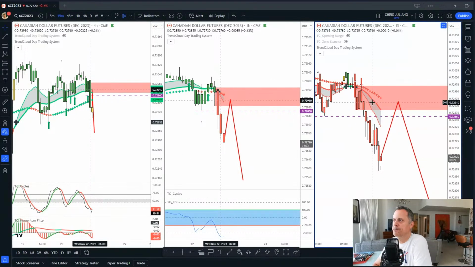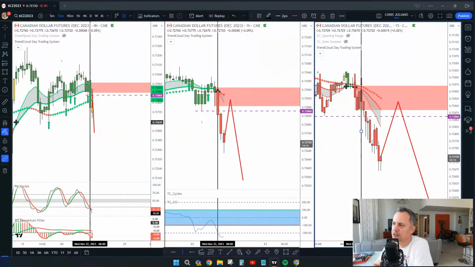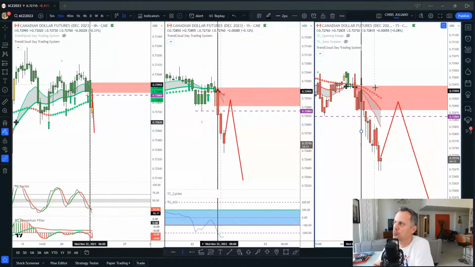So if we were looking at this and watching this right here, what time was that at? 8 o'clock this morning, we get a signal to go short. We could have taken this signal. Okay, so this is the first signal that you will see on your TrendCloud to go short.